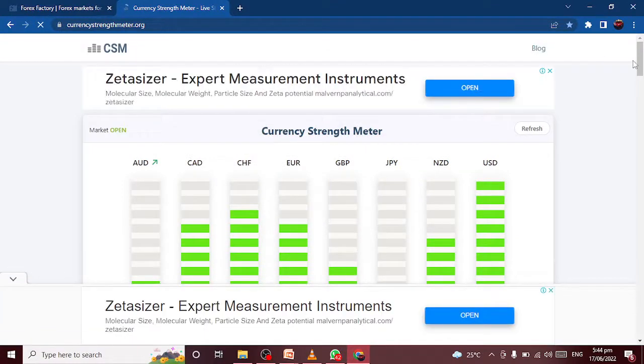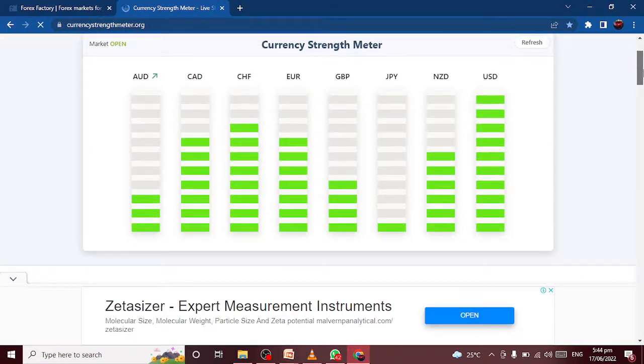I did this too in the last class. I explained this very well. So our currency strength meter is letting us know that USD, just like in our last class, USD was the weakest currency, but today USD is the strongest currency, followed by CHF.